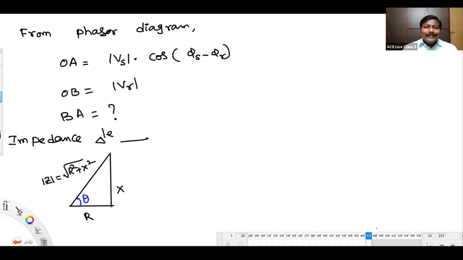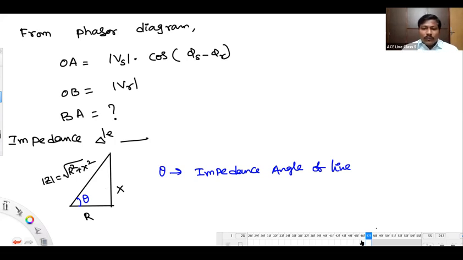That angle theta is going to be called the impedance angle of the transmission line. Theta will be called the impedance angle of the transmission line.